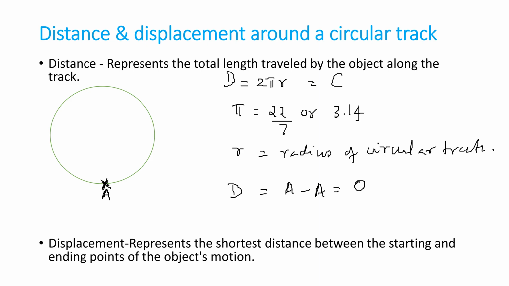Now, what will happen if the object starts from A and stops its journey at B, which is diagonally opposite to the point A? So in this case, what will be the displacement between A and B? We can see that the distance between A and B is nothing but the diameter of the circle. So in this case, we can say that displacement is equal to the diameter of the circular track, that is AB.